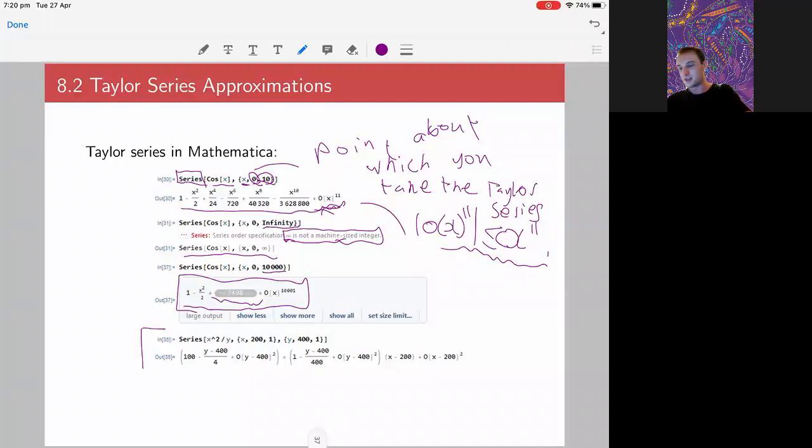Now, what's interesting about Taylor series is that you can actually do Taylor series for functions of more than one variable. So here, as a nice segue into the next section, I gave Mathematica a function of 2 variables, both x and y. And I told Mathematica that I want a Taylor series in both of the variables. I'm going to do it about x equals 200 and about y equals 400, and I'm only going to do it to order 1 in both variables. What is that going to be? And Mathematica gives you the expression here. So that's quite nice.